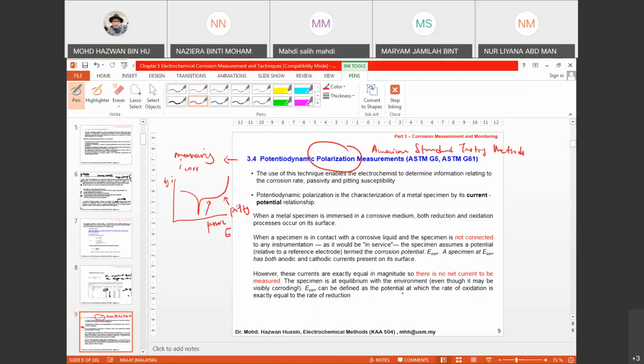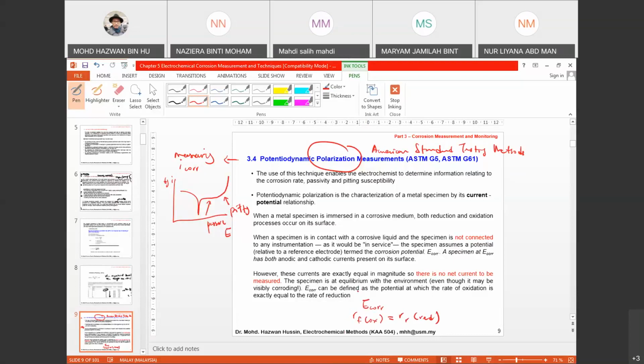E_corr can be defined as the potential at which the rate of oxidation is equal to the rate of reduction. So as we have seen in chapter 4, E_corr results when you have a forward reaction, which is oxidation, equal to the rate of the reverse reaction, which is the reduction process.